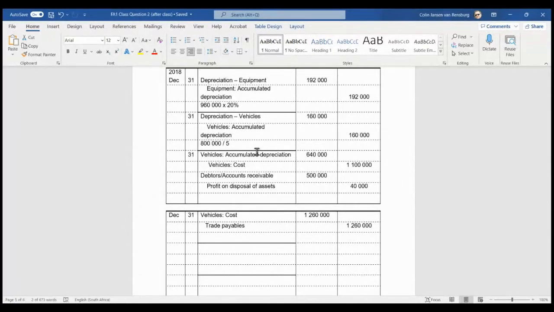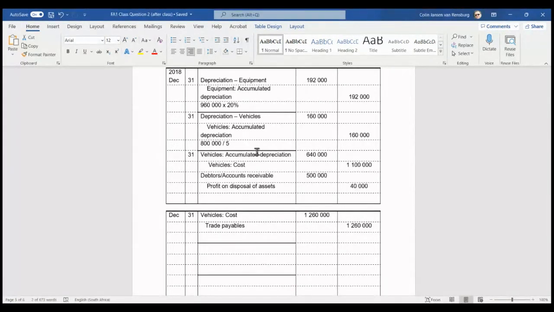So this journal entry actually has 4 legs, whereas most journal entries very often only have two. But a journal entry can be long. It can have 3 or 4 or 5 or 6 legs. There is no limit to that. So this journal entry is a little bit more complicated, but let us see how it works.